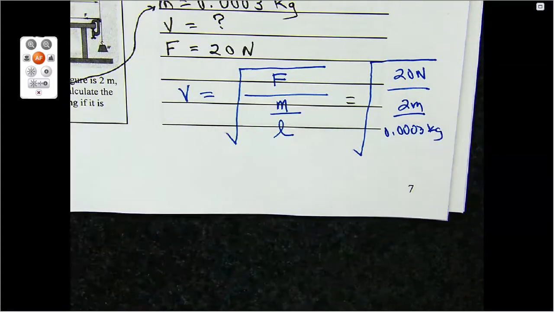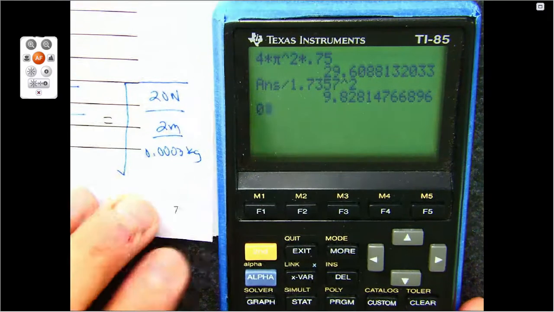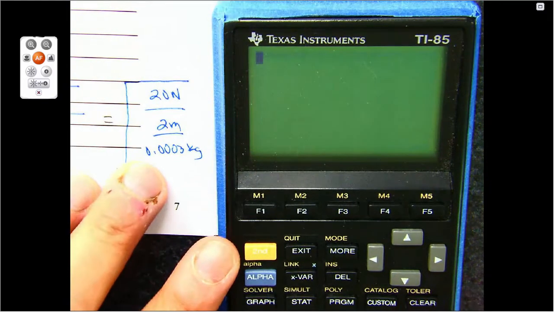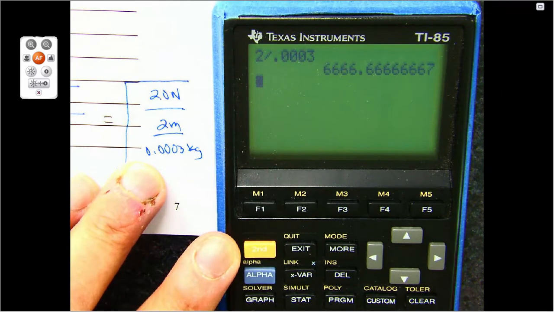Now let me show you how to punch this in. I would do this in my calculator. I would do that bottom fraction first. I'm going to go, 2 divided by 0.0003. I'm going to hit enter.